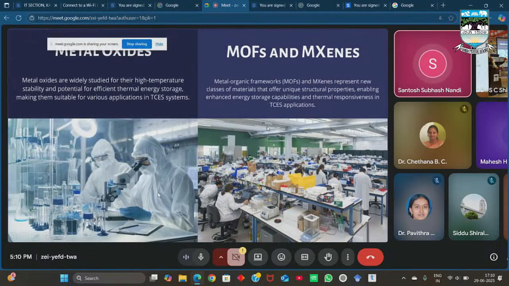Now here I have shown you some examples of materials we use in thermochemical energy storage, which include metal oxides. You might have heard of calcium oxide, magnesium oxide, or aluminum oxide, or some salt hydrates, or metal organic frameworks. These are all materials used in thermochemical energy storage systems as next generation materials, and these systems demand careful consideration of material design and modeling.